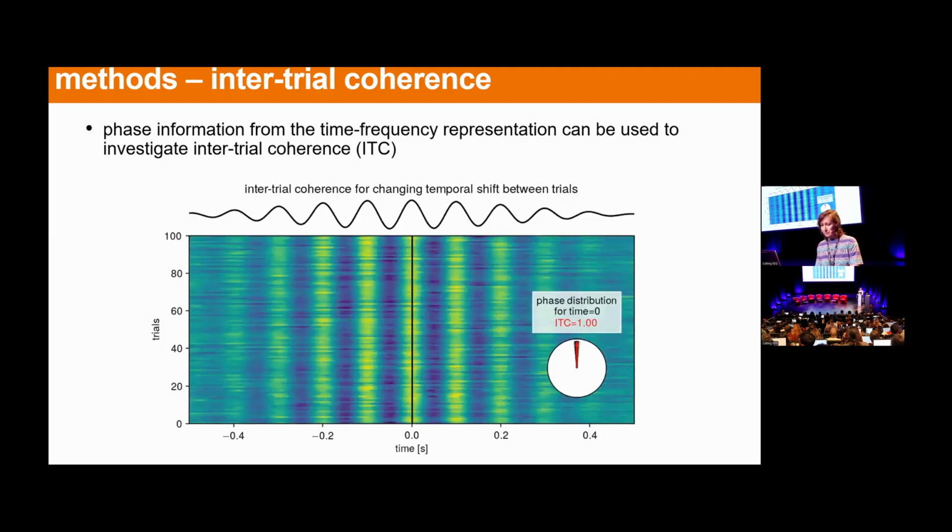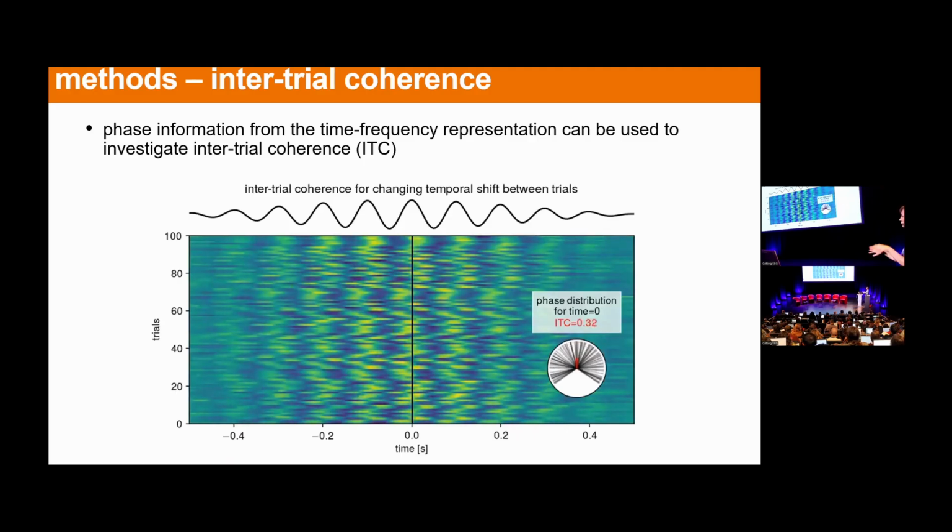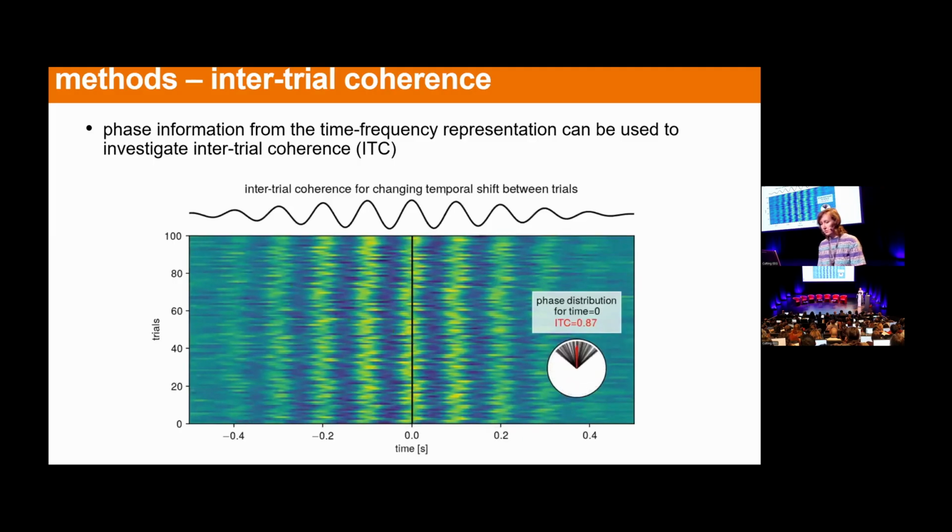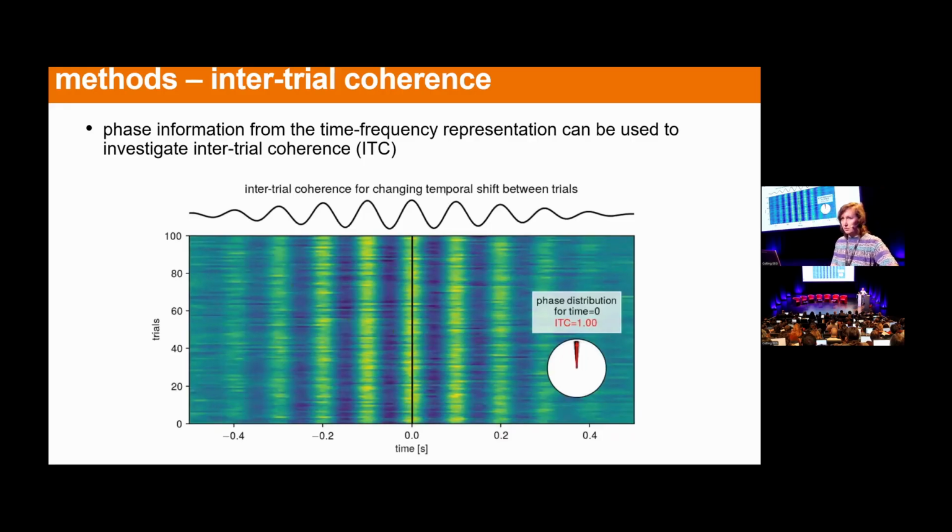So as we put the trials out of alignment, this intertrial coherence gets smaller in a sense. So this is some concept to take away. I think for MNE, there's definitely some examples of that in the tutorials. For the other toolbox, I think also.